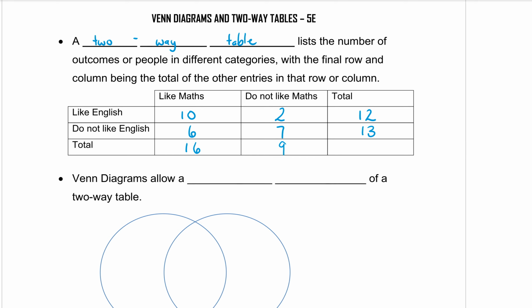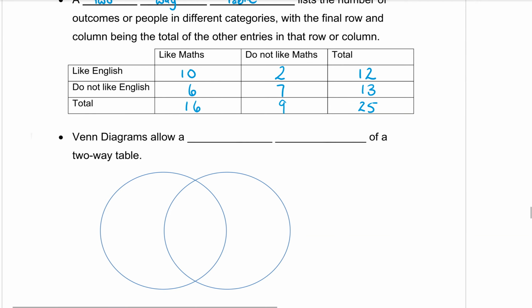And to find this last square here, you can add either way. So either you go 12 plus 13 to get 25, or 16 plus 9 would also give you 25. Okay, so that's some made up information, but that is how you have numbers in your two-way tables. So we could put that information into a Venn diagram.